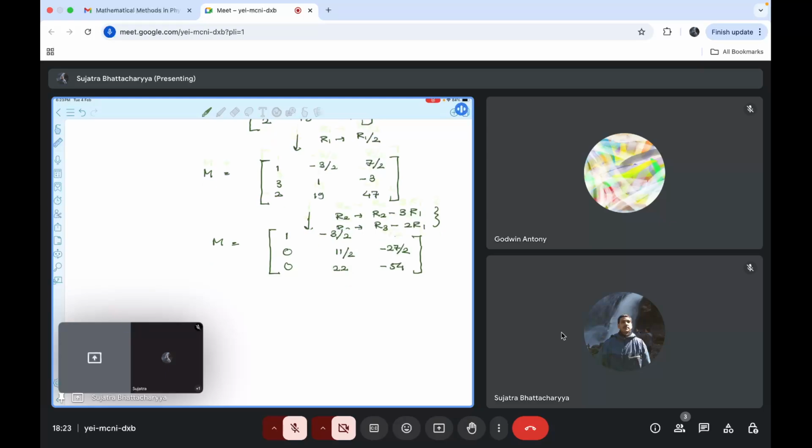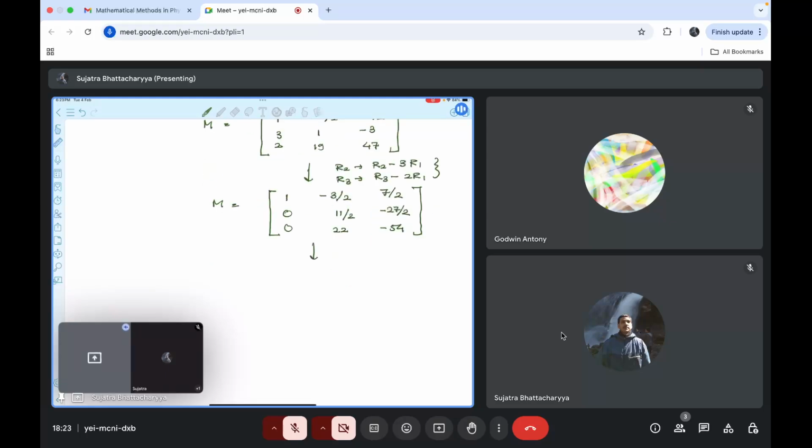Fine. Okay. The next step which I have followed is let's do R2 as 2 by 11 R2, because I have to put this element as 1. Okay. So here it will be 100. Here there is no operation because it is already 0. Okay. So here it will be 1. This will be 22. This will be minus 27 by 11, and this will be minus 54 as it is.